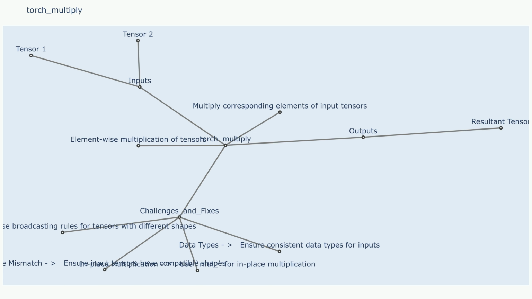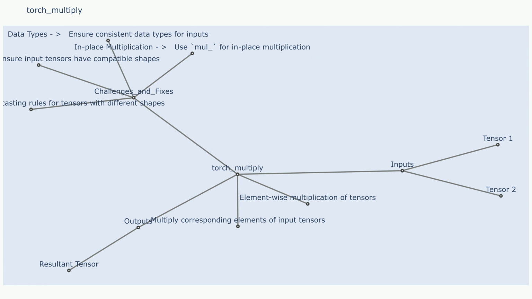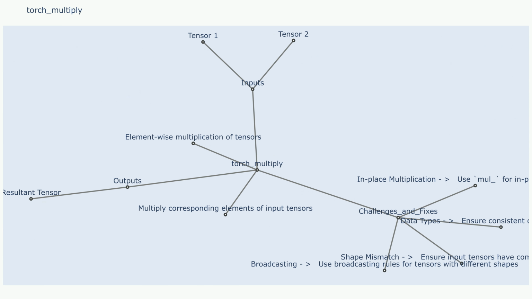torch.multiply. Description: the torch.mul function in PyTorch performs element-wise multiplication between two tensors. This means that it multiplies corresponding elements from the two input tensors, resulting in a new tensor of the same size. Inputs. Input 1: a PyTorch tensor representing the first operand in the multiplication. It can be of any valid tensor type and shape. Input 2: a PyTorch tensor representing the second operand in the multiplication. Its shape must be either broadcastable or compatible with the shape of input 1.